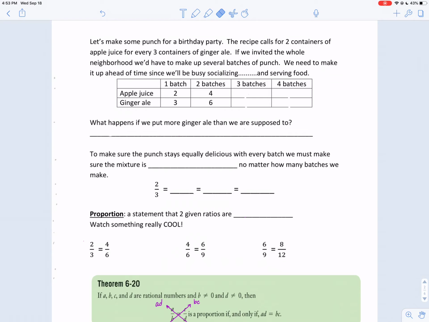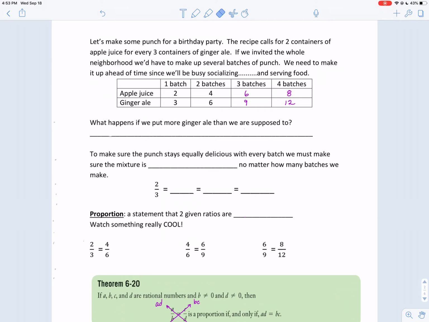So we want to make sure that the taste stays the same. So we want our apple juice to ginger ale ratio to always be consistent: 2 apple juice to 3 ginger ales. So if I wanted to make 2 batches, that would be 4 apple juice to 6 ginger ales. Or if I make 3, notice I would multiply the top by 3 and the bottom by 3. So that would give me 6 apple juice and 9 ginger ale. Or it's a really big party. So I might need 8 apple juices to 12 ginger ales.